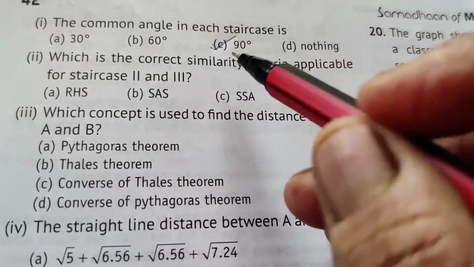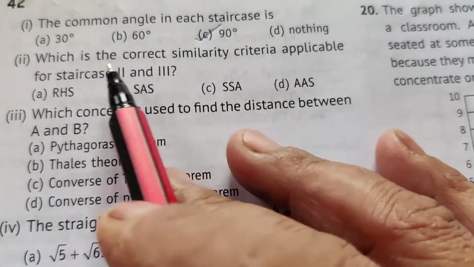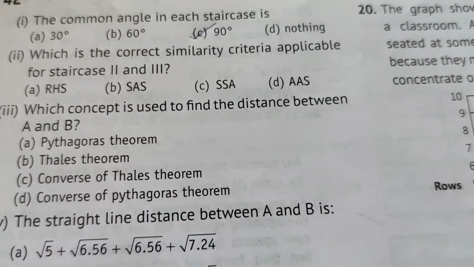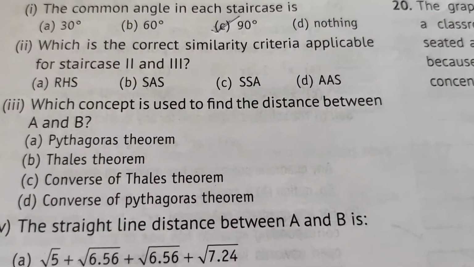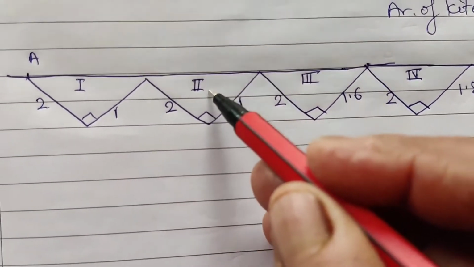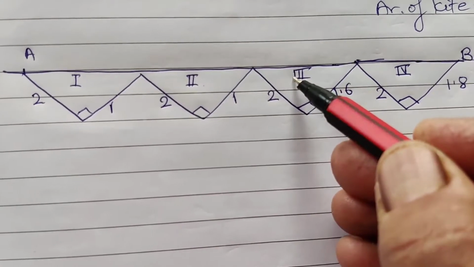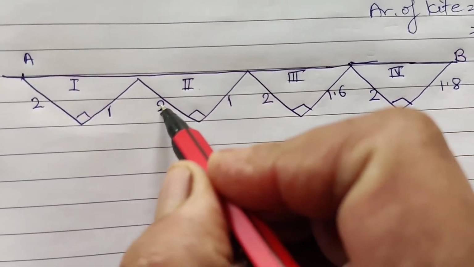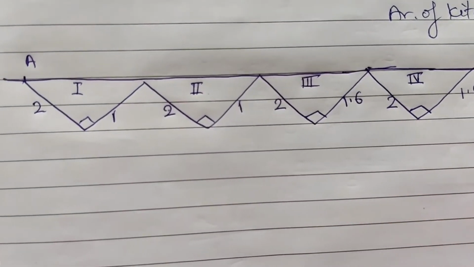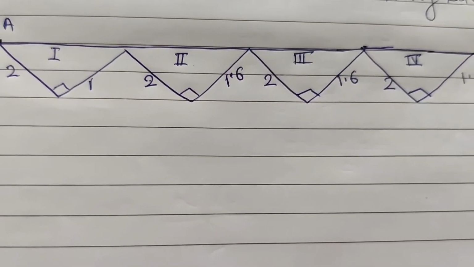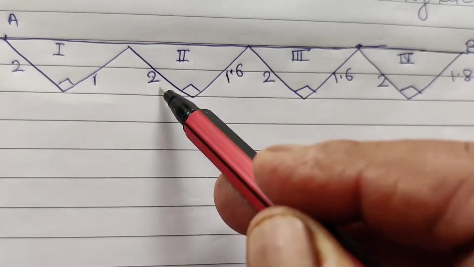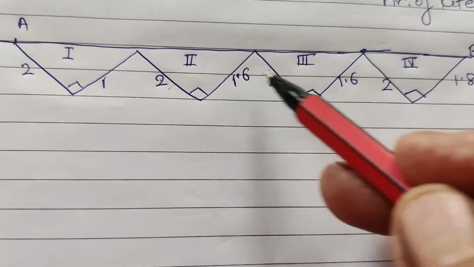Which is the correct similarity criteria applicable for staircases 2 and 3? Here is the figure, the second and third stairs. Which is the criteria? This side is equal to this. Each side 2 is equal to 2, and 1.6 is 1.6. These two sides are equal, it means the ratio is the same.